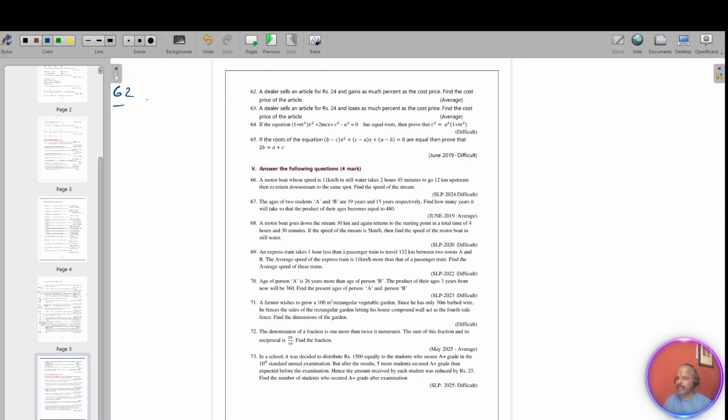A dealer sells an article for 24 rupees, gaining as much percent as the CP. Means gain percent is nothing but the CP value. We have to find the CP. Simple. SP is equal to rupees 24. Gain percent is equal to CP. Right? Gain percent is CP.